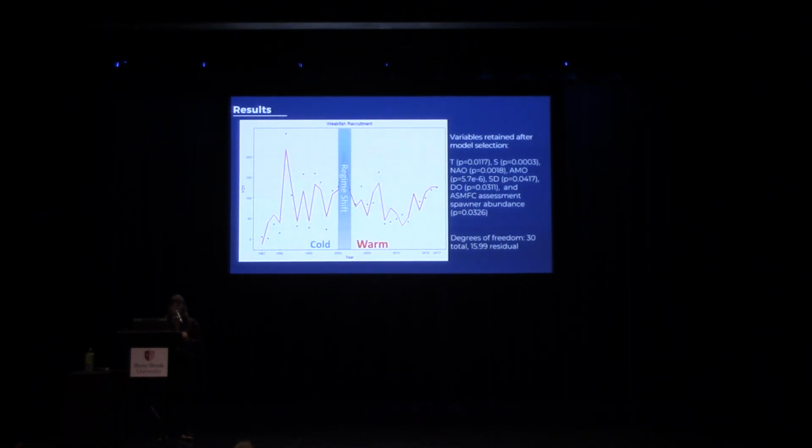Here are the results from my recruitment model. The predicting variables that were retained after model selection for recruitment are temperature, salinity, NAO and AMO, Secchi depth, and dissolved oxygen, as well as the ASMFC assessment spawner abundance. The local adult abundance was not retained in this model. And with this, I want to point out how there was a regime shift found within the Peconics that happened from 1999 to 2000 when the AMO changed from a cold to a warm period. And once it switched to the warm period, we can see in these recent years it has a pretty strong increasing trend in recruitment.